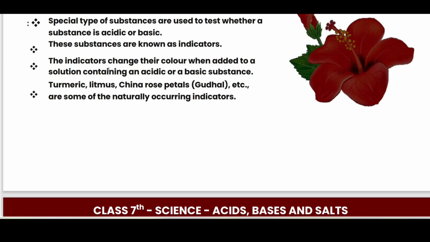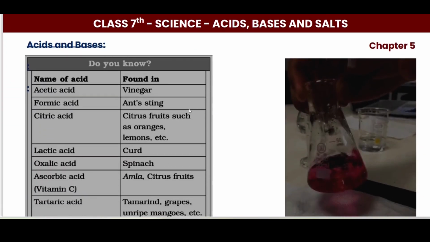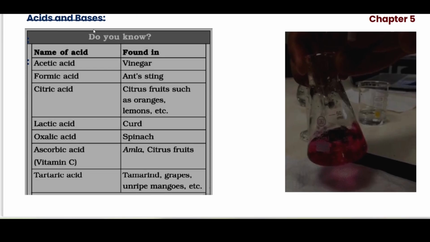For example, we have turmeric, litmus, China rose petal. These are some examples of naturally occurring indicators. Now, here are acids and bases. Do you know the names of the acids here? It is given acetic acid. Acetic acid is found in vinegar. Formic acid is found in an ant's sting.